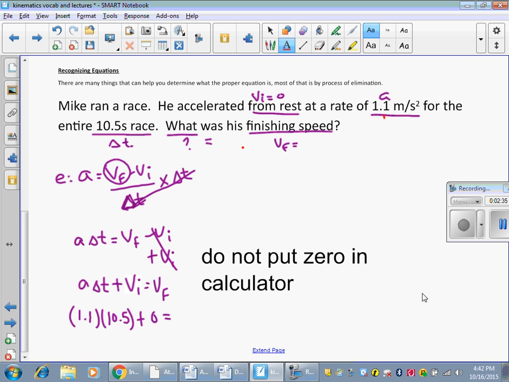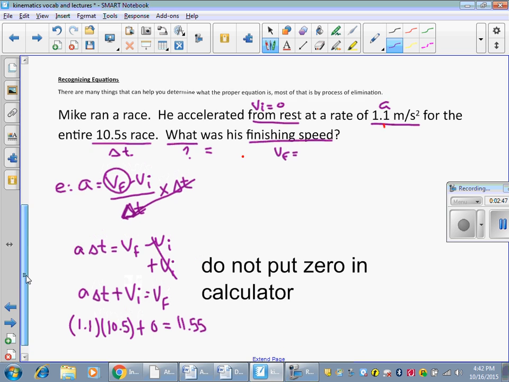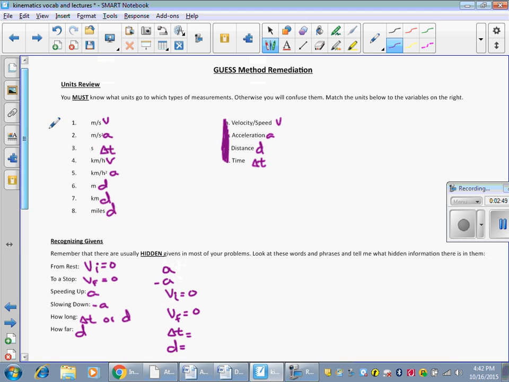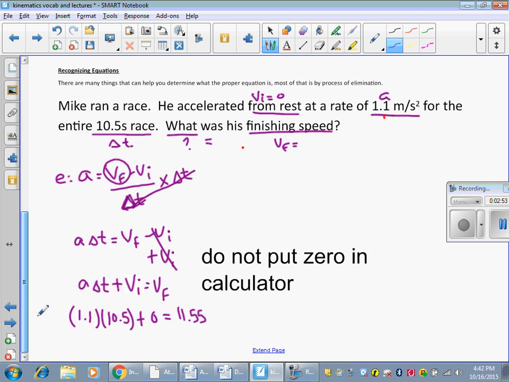All right. So this comes out to 11.55, and we're solving for velocity, right? Velocity unit is meters per second or kilometers per hour, right? In this case, we're doing meters per second. Okay, so meters per second, right? Okay, I'm going to solve it the second way.